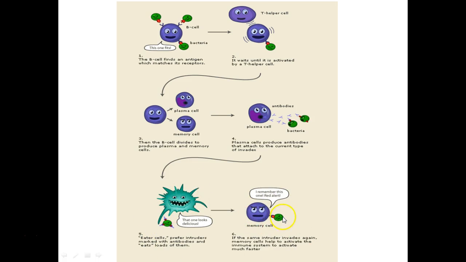And then later on, if the bad guy comes back, right, those memory cells we produced here will probably be the ones getting activated, and we start this all over again, right? But definitely much more aggressively here the second time, right? We're going to produce even more antibodies even faster.